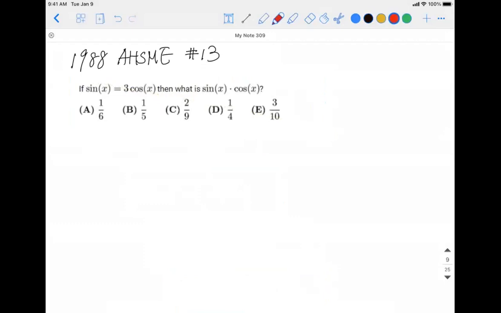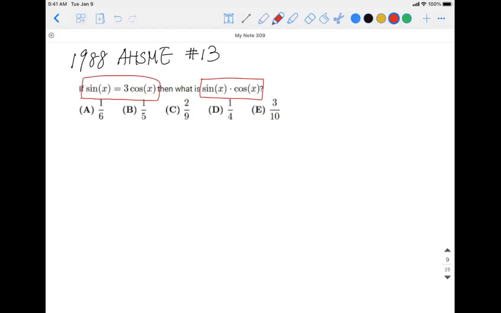This is the direct definition of our sine, cosine, trigonometry basics. If sine theta equals 3 cosine theta, then what's the value for sine theta times cosine theta? If the value for sine theta is twice the cosine theta, what is the value for sine theta times cosine theta?